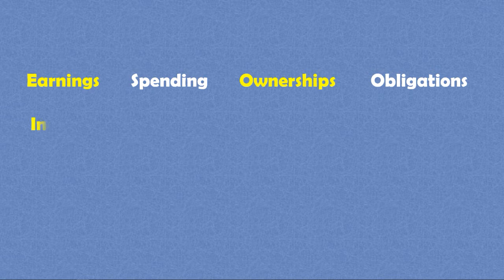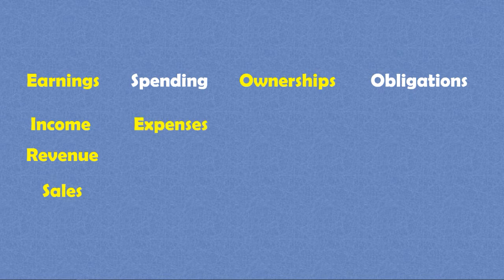In accounting, we refer to earnings as income, or also it is referred to as revenue, or also we can call it sales. So earnings are referred to as income or revenue or sales. Spendings are referred to as expenses. Lucky for us, there is only one word for spending, and that is expenses.